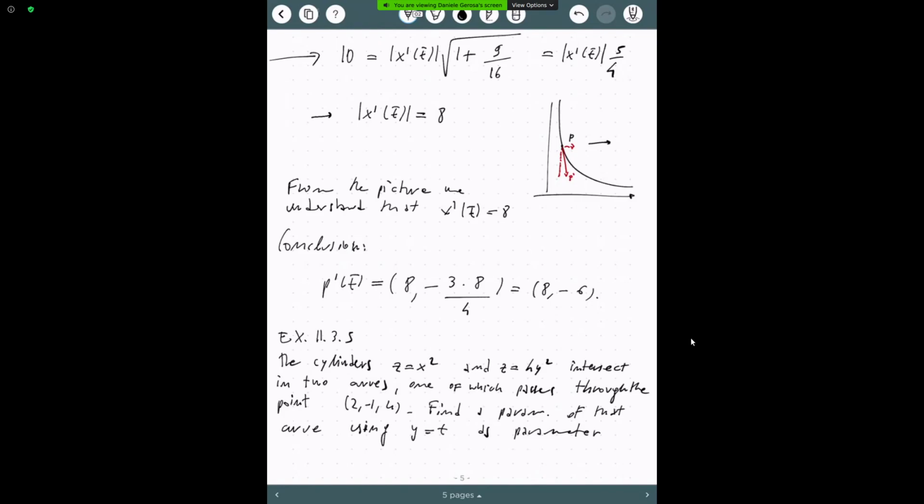In general, maybe it's not given. It's a little bit harder. You have to figure it out. But this is quite clear. So first of all, you see that from z equal to x squared, x must be equal to plus or minus the square root of z.